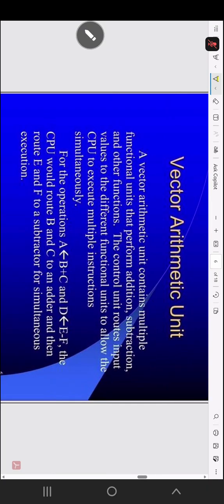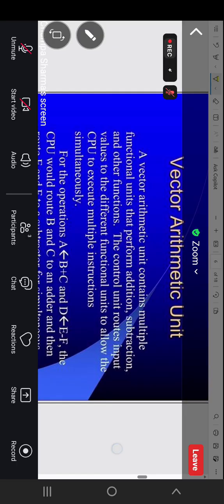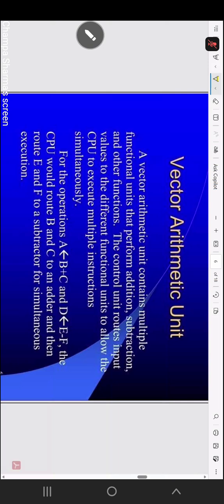And vector arithmetic unit. A vector arithmetic unit contains multiple function units that perform addition, subtraction, and other functions. The control unit routes input values to the different function units to allow the CPU to execute multiple instructions simultaneously. For operations such as B plus C load to A and E minus F load to D, the CPU would route B and C to an adder and then route E and F to a subtractor for simultaneous execution.